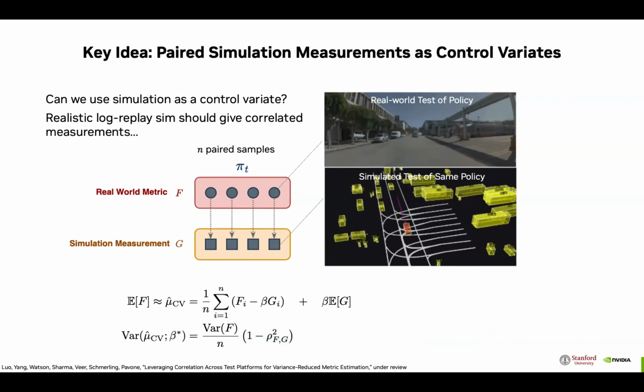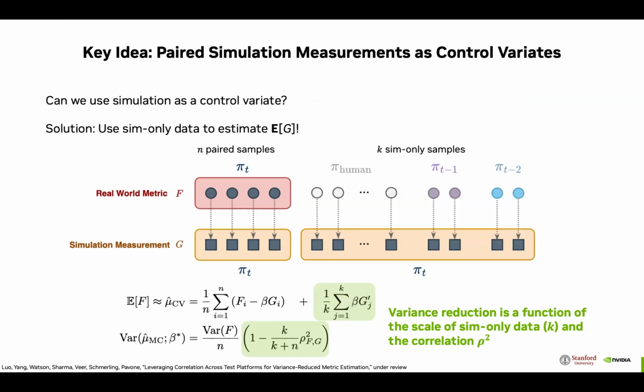So with modern simulator capabilities, where we expect rho to be quite high, a reasonable question is to ask whether we can use simulation measurements as a control variate by pairing each real-world test with a simulated test of the same policy on a reconstructed scenario. And the key challenge here is that we don't know the expectation of g in this case. But the expectation of g can be computed easily by leveraging SIM-only measurements. And these SIM-only measurements can be obtained through scenarios that maybe have been gathered through previous validation cycles.